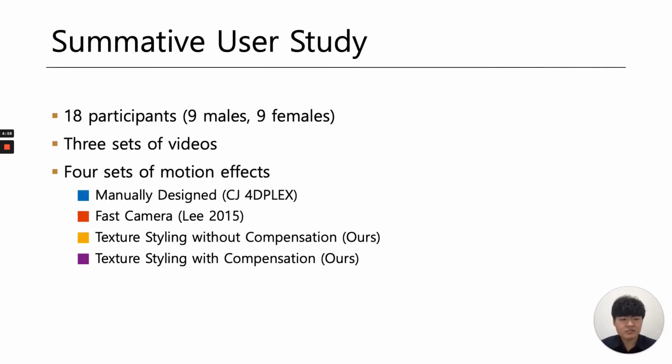To evaluate the effectiveness of our texture styling algorithm, we conducted a summative user study. Participants experienced combinations of audiovisual content and motion effects. One was commercial effects manually designed by experts. The other one was motion effects generated by the fast camera algorithm by Lee et al. The other two were our texture-styled fast camera algorithm with or without the compensation, which was the second step of our algorithm. Then, participants rated 6 subjective metrics: enjoyment, immersiveness, realism, fatigue, harmony, and preference.